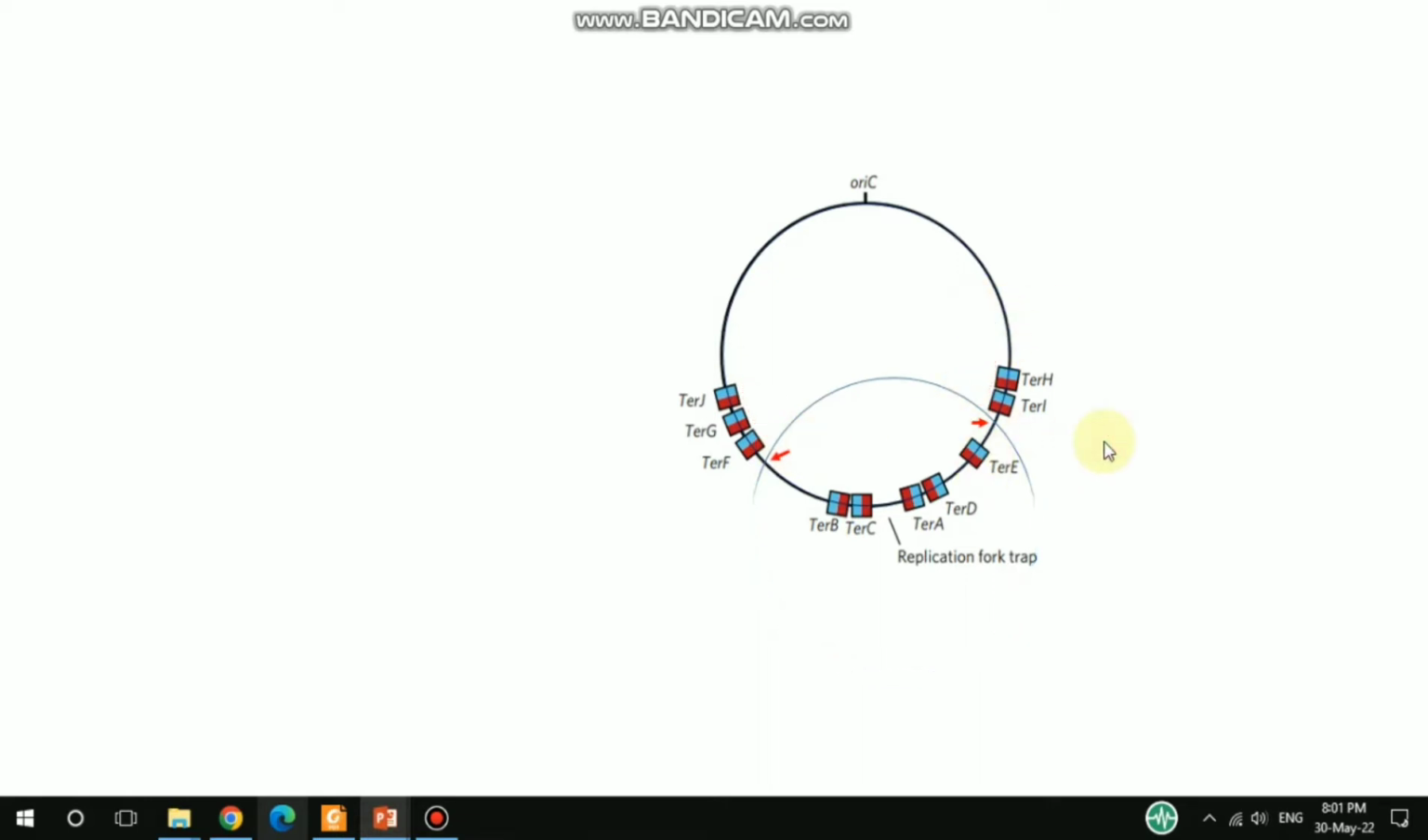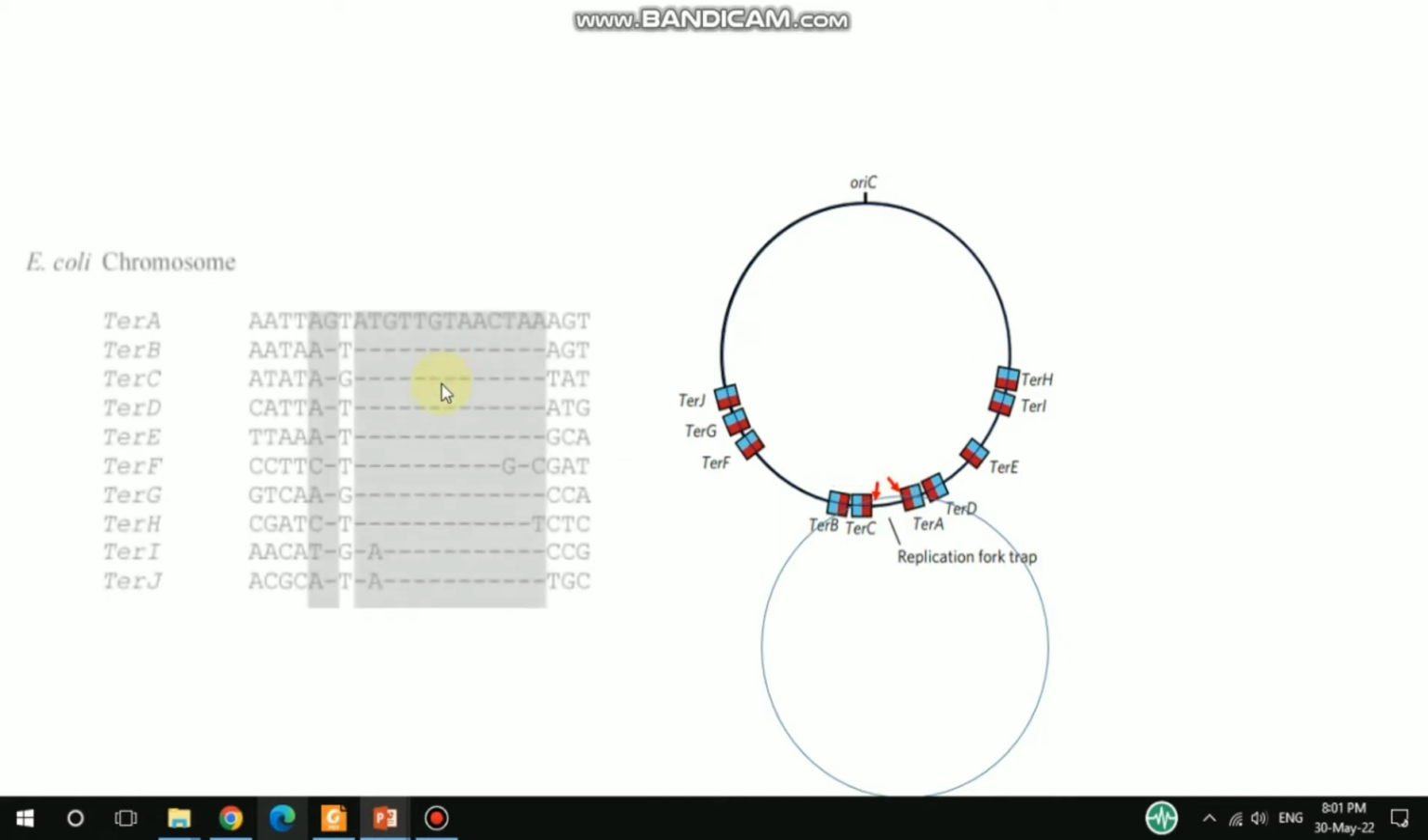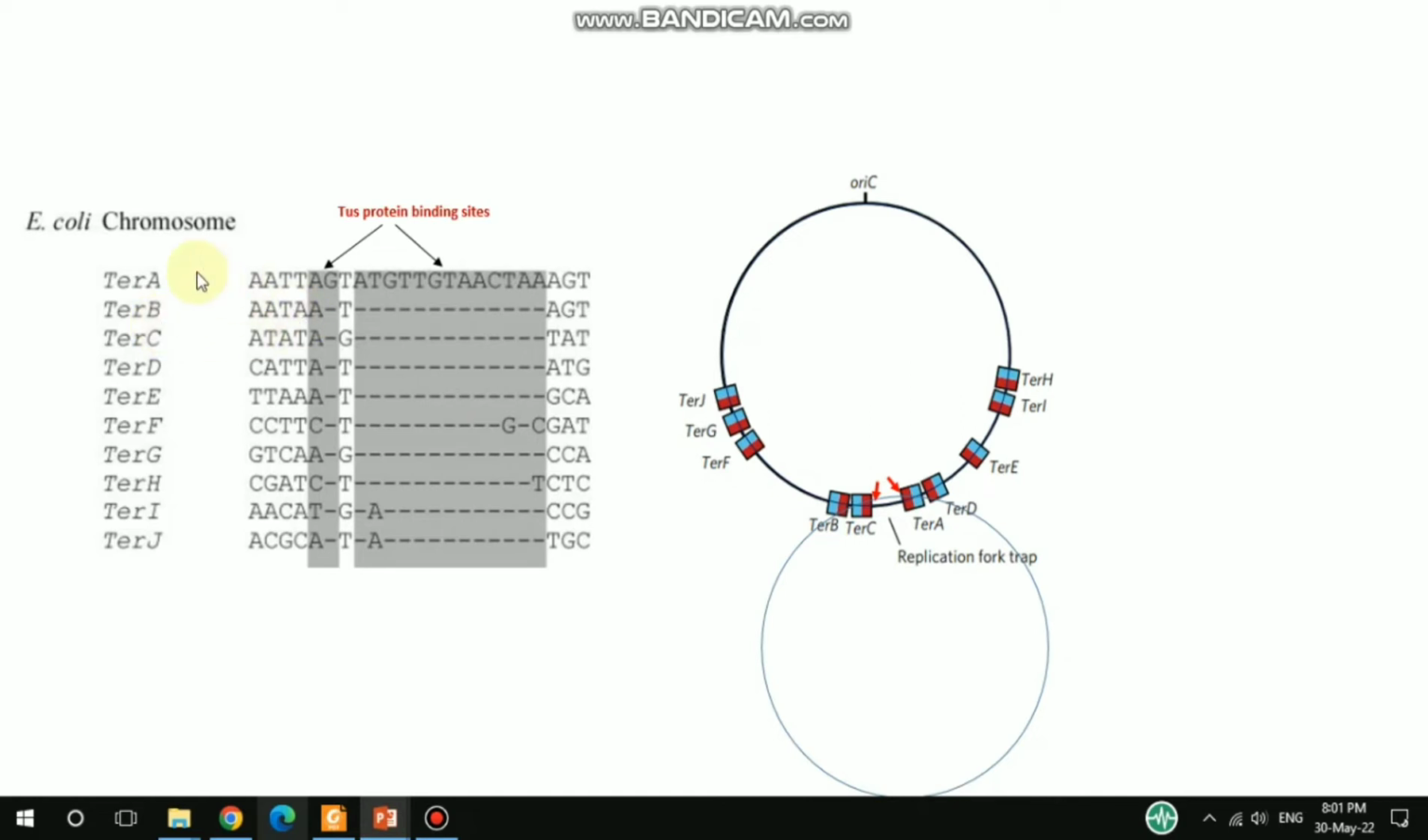When the new DNA is synthesized completely, it is trapped here by the non-permissive face. Let's have a look at the different TER site sequences. This is 23 base pairs long, and the shaded region indicates where the TUS protein binds. The TUS protein contains one DNA binding domain, so the TUS protein can bind to these DNA bases.